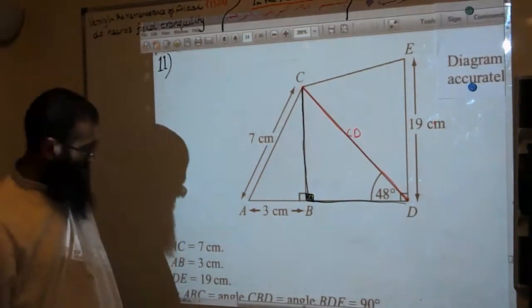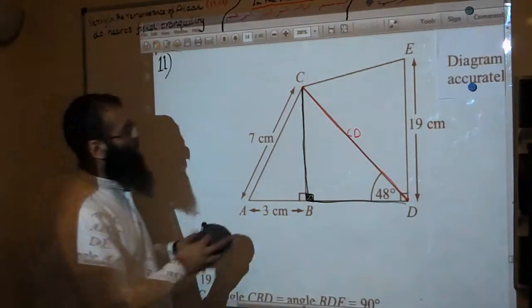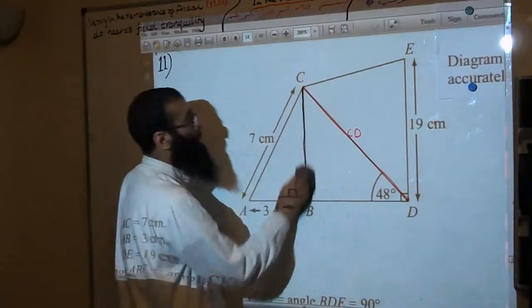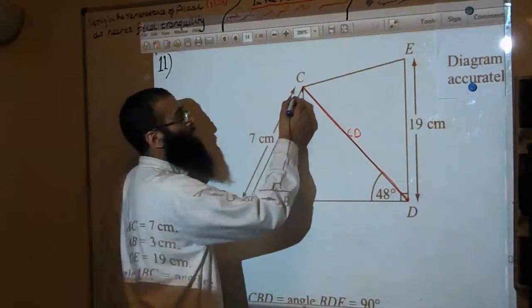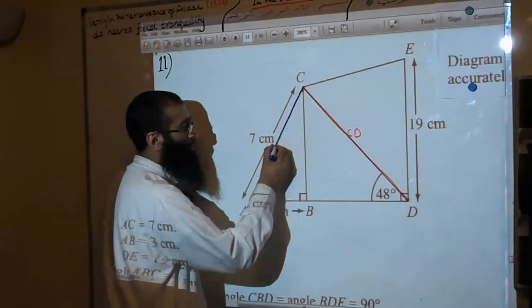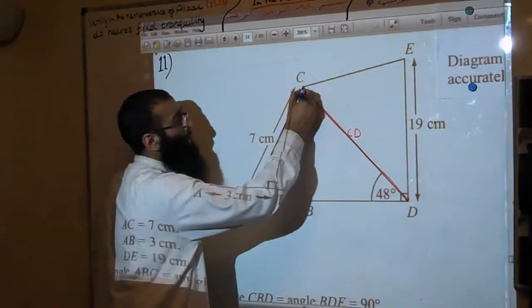Okay, now where's my board? I'm going to rub off this black line here. We're going to come to that triangle in a moment. I'm going to put some lines on here now. I'm putting these lines on to show you which triangle I'm concentrating on, which triangle I'm looking at.